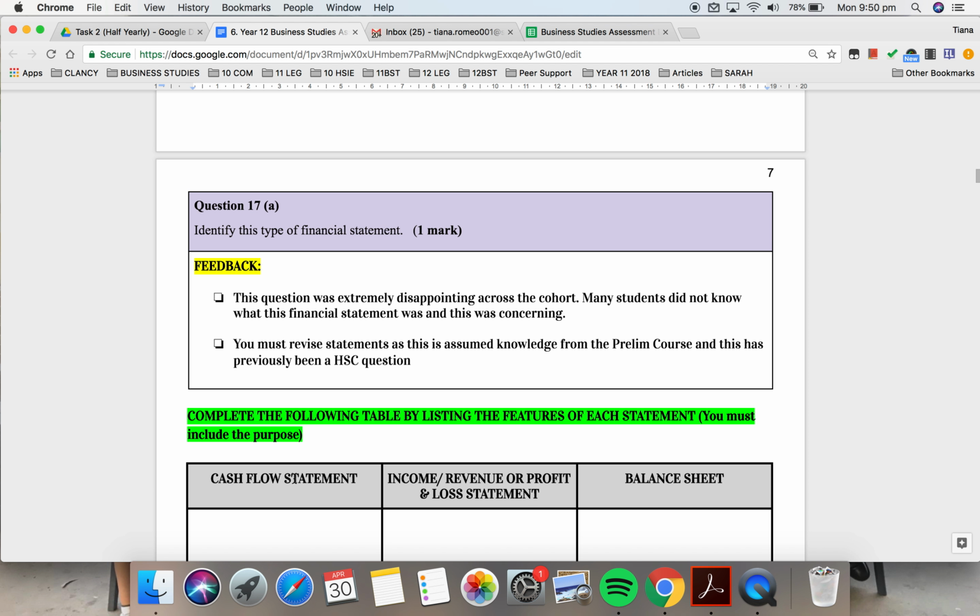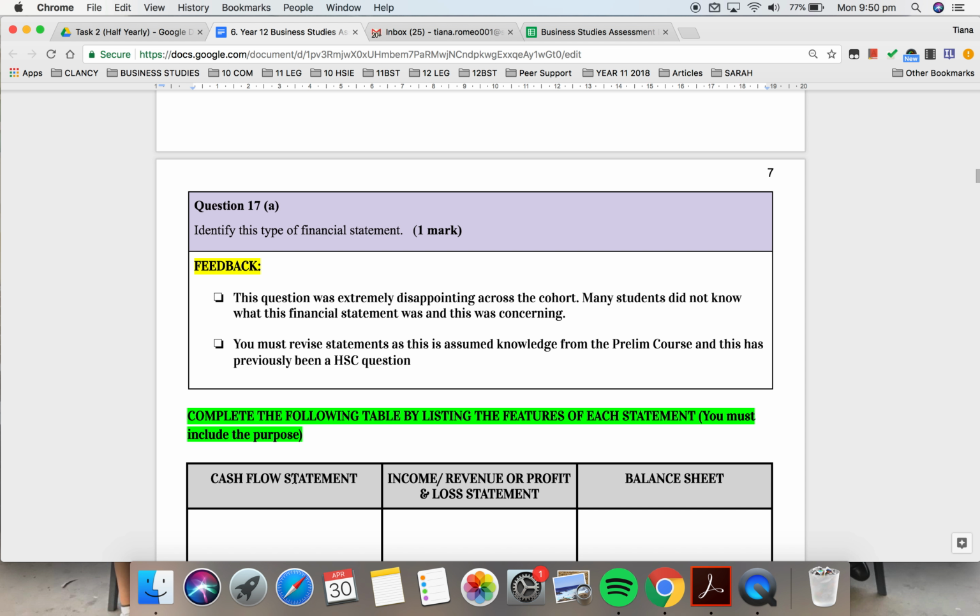Okay, moving on to question 17A. Identify this type of financial statement. Now have a look at your exam paper, because this question was extremely disappointing across the whole cohort. Many students didn't know what this financial statement was, and this was a real concern. This is what we call an entry-level mark. It's those easy one markers that you should be able to get.